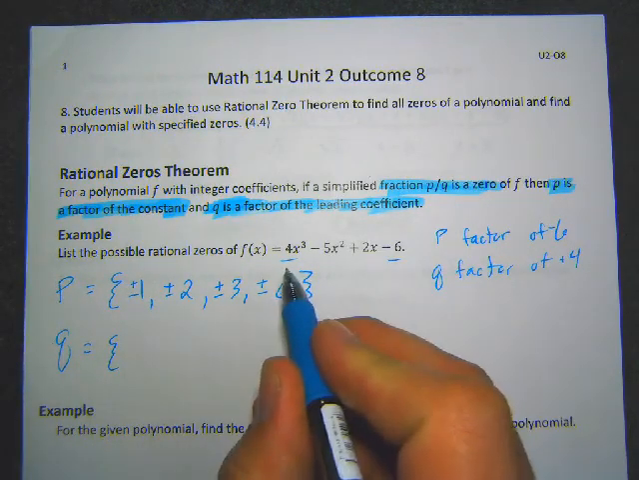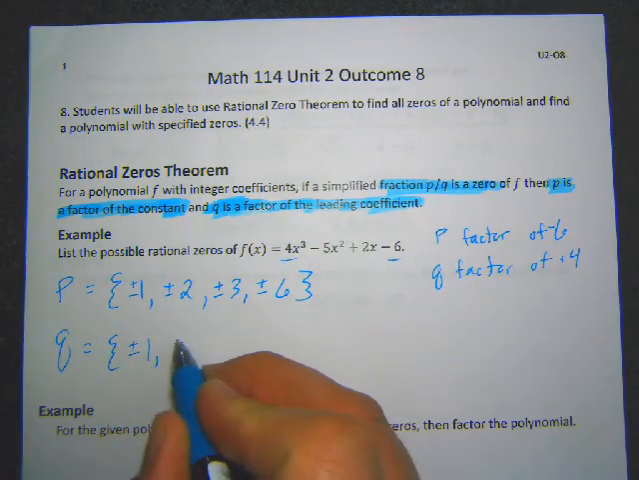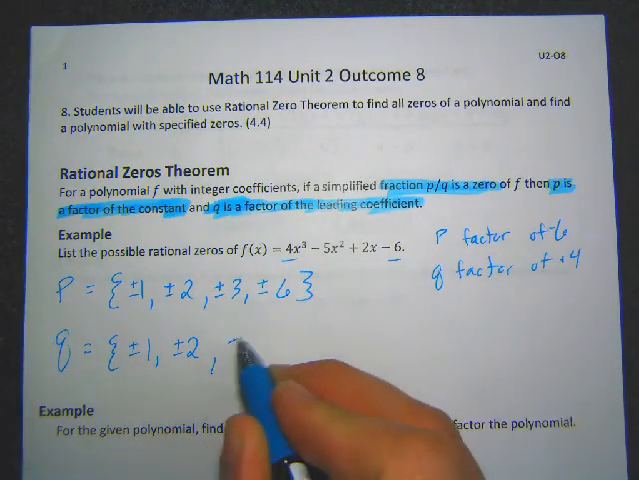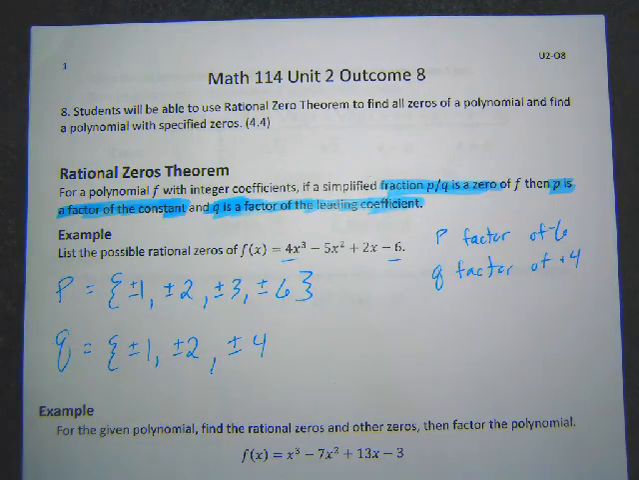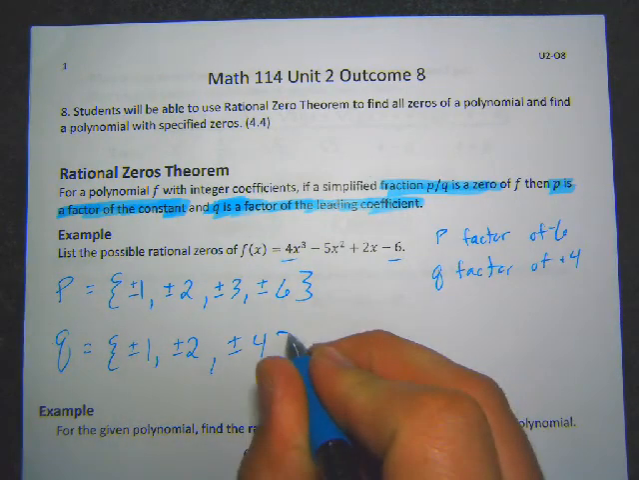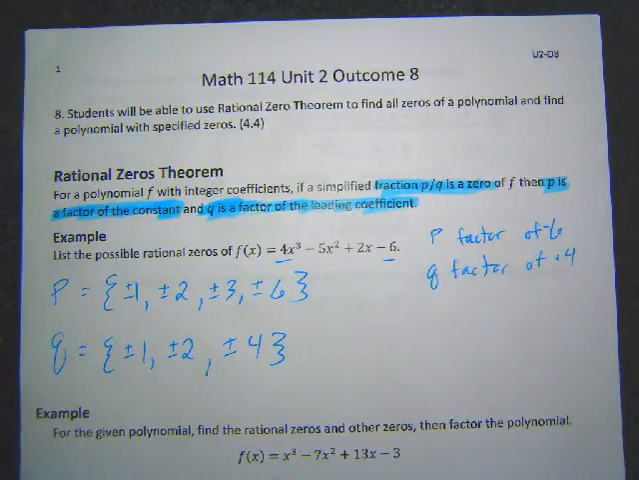Okay, so numbers that go into 4, well, that's gonna be plus or minus 1, plus or minus 2, because 2 goes into 4, and plus or minus 4, and that's it, right? Those are the only numbers that divide 4: 1, 2, and 4. Okay, so that gives me the numbers to use.